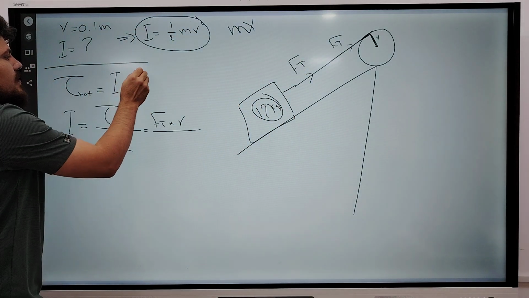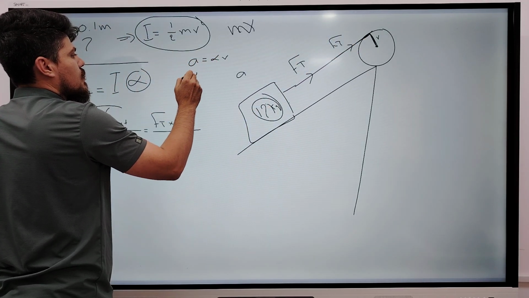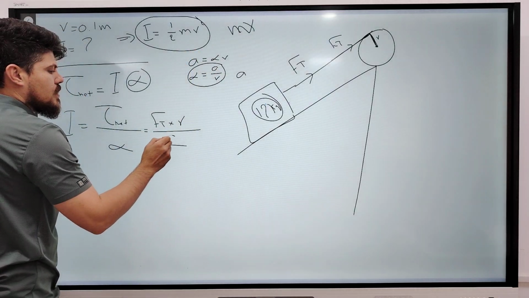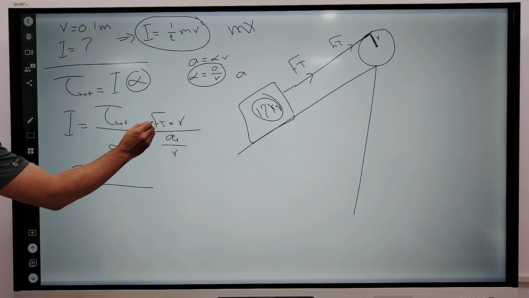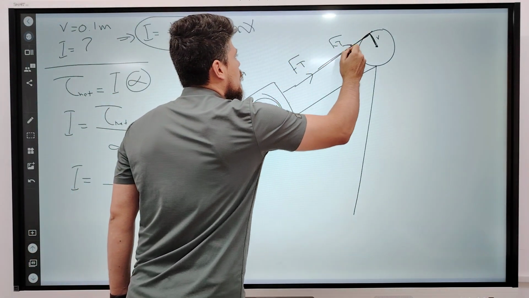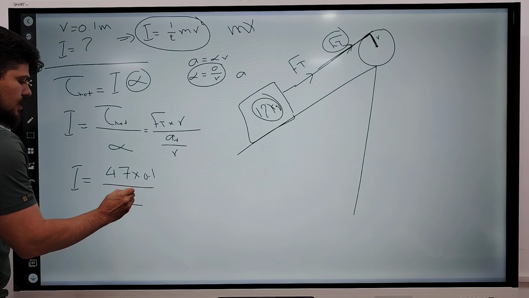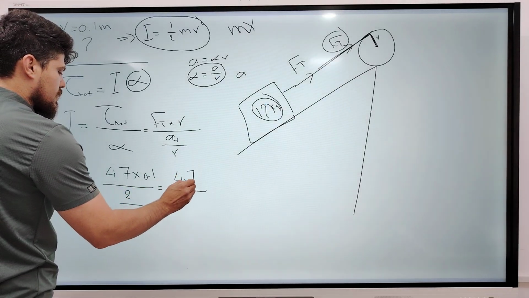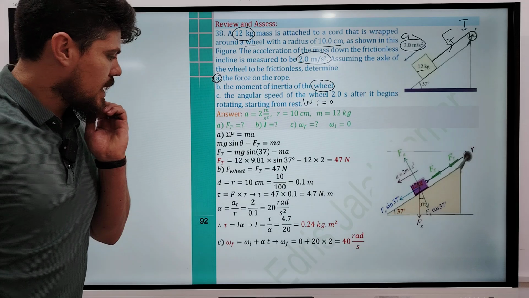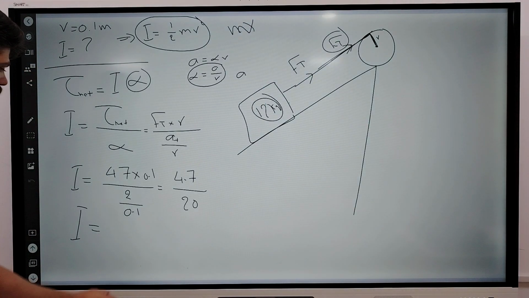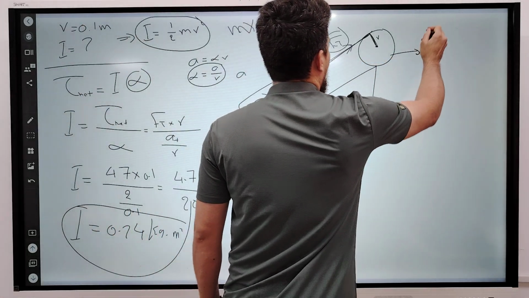Okay, and we don't have alpha, but instead of alpha we have acceleration and r. As you know, a is equal to what? Alpha r. What about alpha? a over r. Instead of alpha, you can write the tangential acceleration produced by the wheel divided by the radius of the wheel. Now replace. Do we have the tension force? We didn't have this force, but we found it in branch A, which was 47 times r 0.1, divided by 0.1, is equal to 4.7 divided by 20, and I is equal to what? Is equal to 0.24 kilogram meter squared. This is the moment of inertia for what? For the wheel.